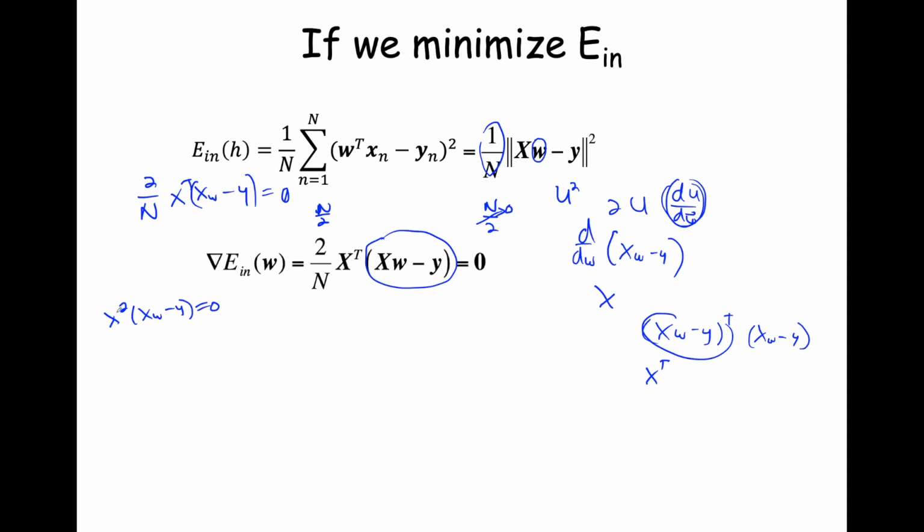So now I take this expression, and I distribute this left multiply X transpose by this parenthesized expression. And if I do that, that gives me X transpose XW minus X transpose Y is equal to 0. I add X transpose Y to both sides of equality, and that gives me X transpose XW is equal to X transpose Y. And that's my next step in this formulation.